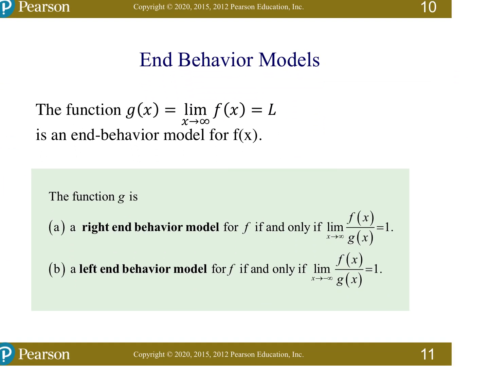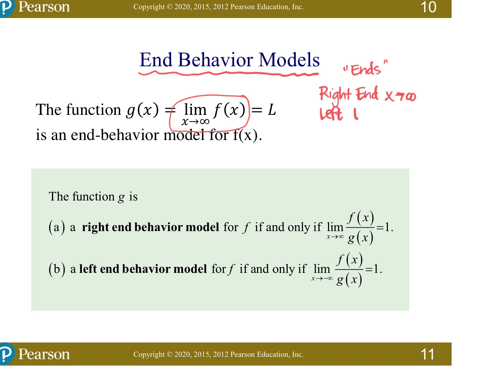All right, and end behavior is just another name. It's a synonym. It means the exact same thing as a limit approaching infinity. So if you are asked to find an end behavior model, it's asking what is it doing on the ends. So the two ends we're talking about, there's the right end of the graph, and that would be when x is approaching infinity. And there's the left end of the graph, and that would be when x is approaching negative infinity.